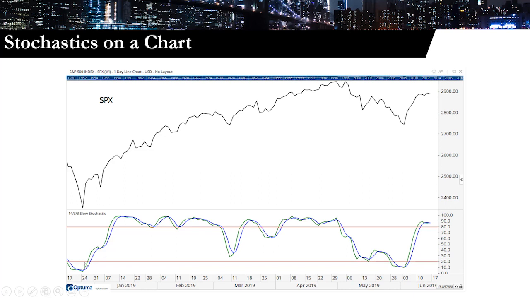And the first calculation is the faster line. The second calculation, the blue line here, is the moving average of that. So when the fast line is above the slow, it's giving a buy signal, and the opposite condition is a sell signal.